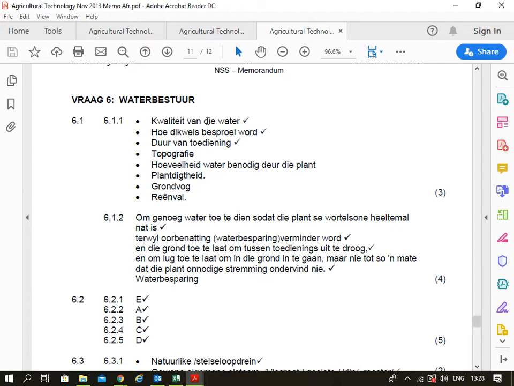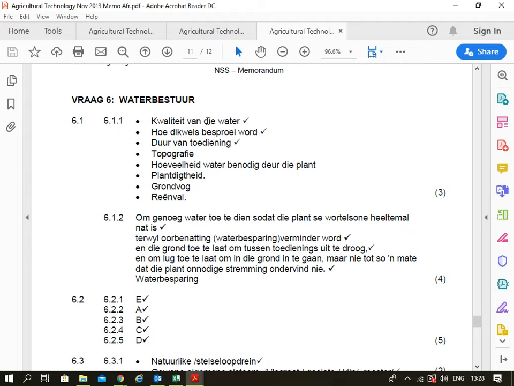Hoe dikwels besproei word, how many times a week do we put up water into our farm? Duur van toediening, how long will it be running? Topografie, how is my farm situated? Is it hills and valleys or is it flat? Hoeveelheid water benodig deur die plant? How much water do we need for our plants? If it's something that needs a lot of water, you can't give it less water.